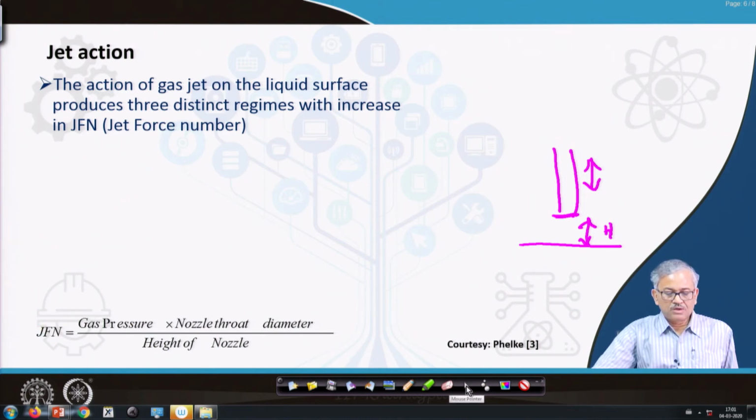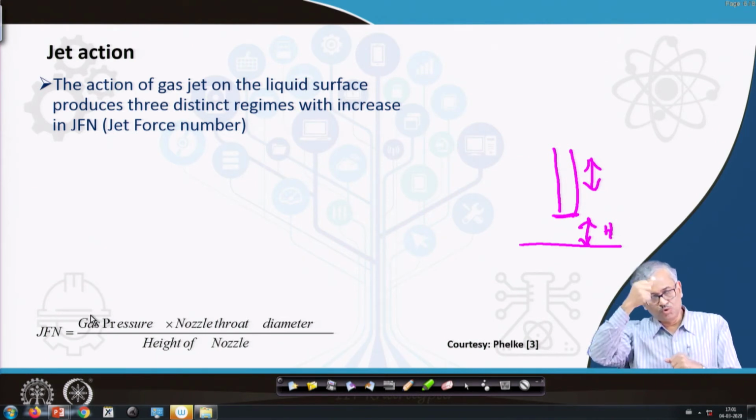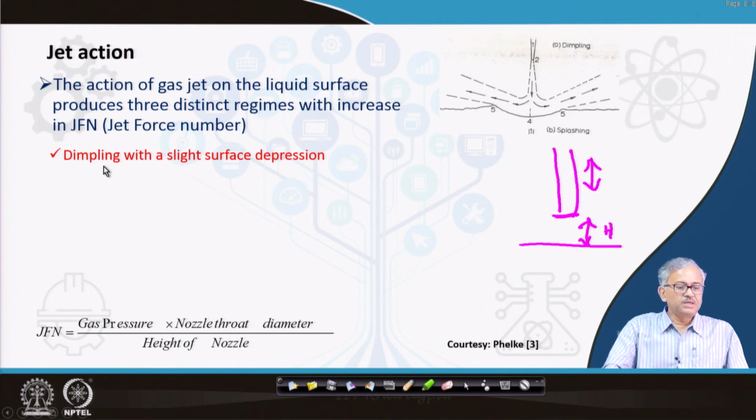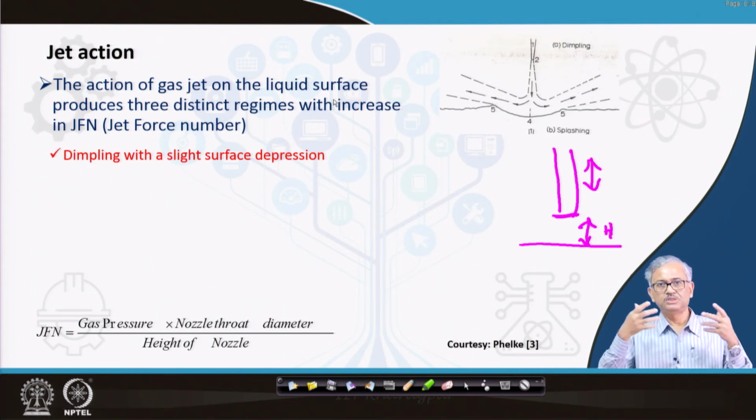So when H decreases, JFN increases. Obviously, as the jet force number increases, it makes more impact on the bath, right? So that is the way the JFN number comes into the picture. And now dimpling: there are 3 modes, because depending on the jet force number you can produce 3 different modes.